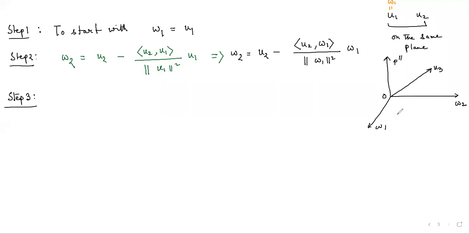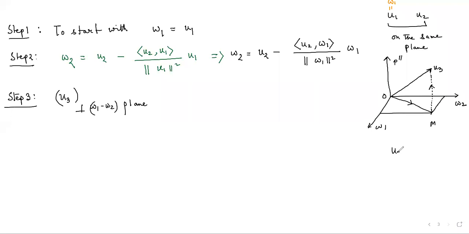I'm dropping a perpendicular over here like this, and we are joining them, and we can name this point as M, and like this we can draw this particular figure. Now we can write u3 perpendicular to the w1 w2 plane.